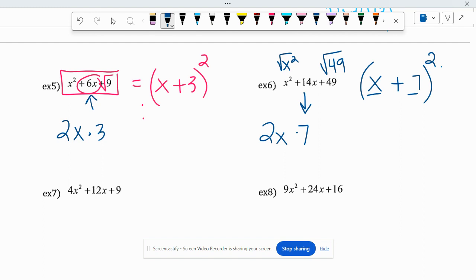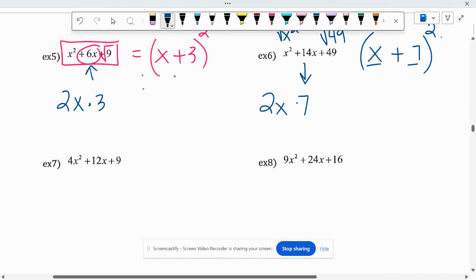Colt, you with me? Because it looks like you're napping. Colt, pick your head up. Shh.